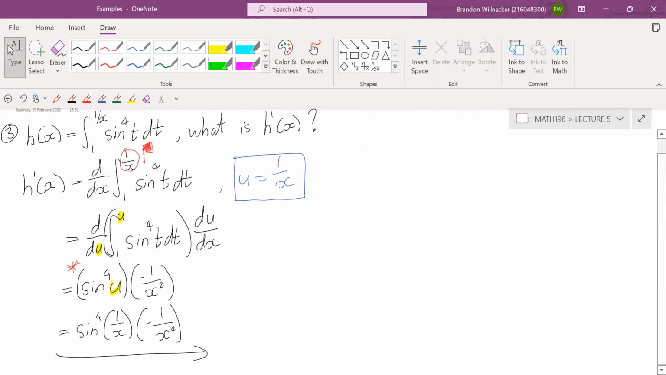Okay, so just remember, if the upper bound is some function of x, we need to do this u substitution trick over here in blue. Then everything's easy from there. But always remember, if we're doing this change of variables, we need to use the chain rule. So please don't forget the chain rule when you're doing this.